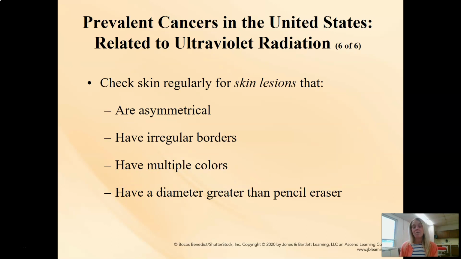Check your skin regularly for any lesions that are asymmetrical, have irregular borders, multiple colors, and have a diameter greater than a pencil eraser. And you can remember these as A, B, C, D. So asymmetrical, borders, colors, and diameter.